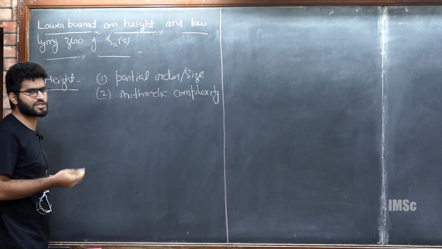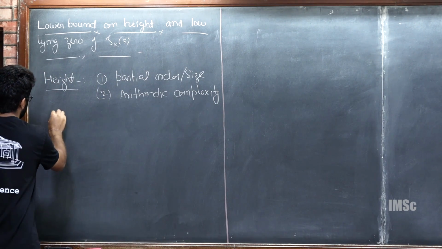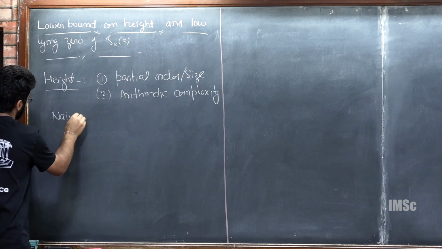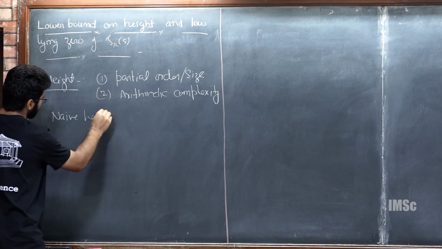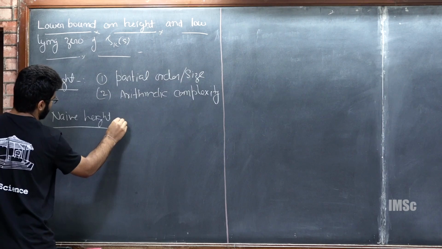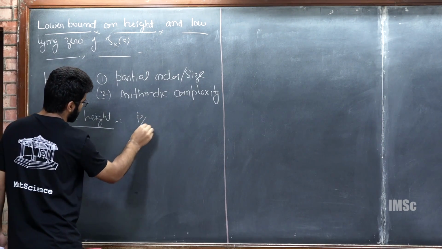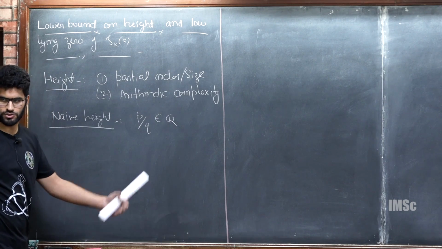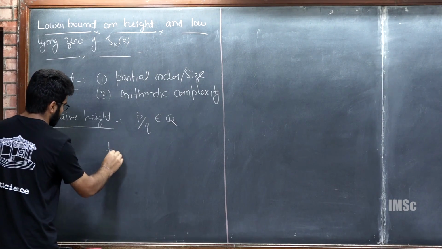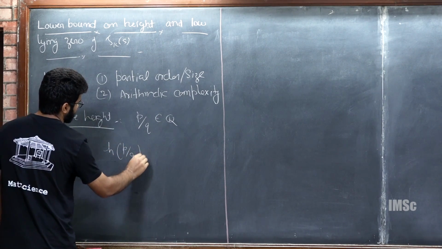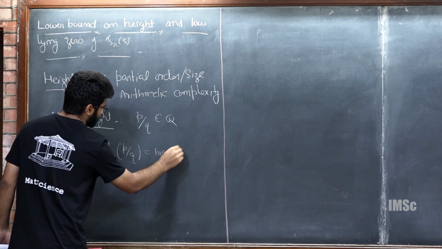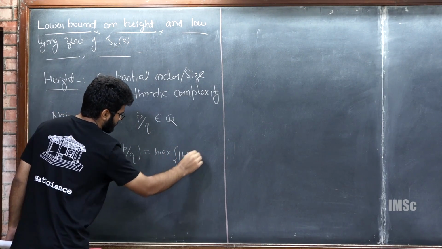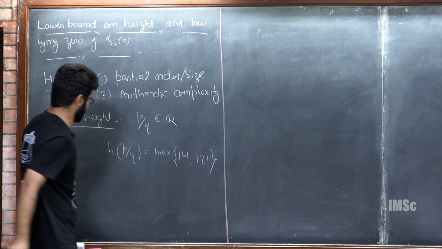So a very first example of height can be seen as the naive height function on rational numbers. Pick a rational number p/q in Q, where p and q are written in the lowest form, and we can define its height to be the max of modulus of p and modulus of q.